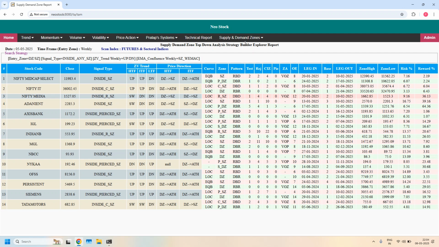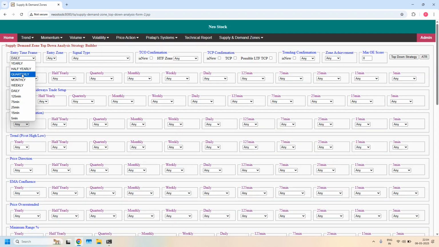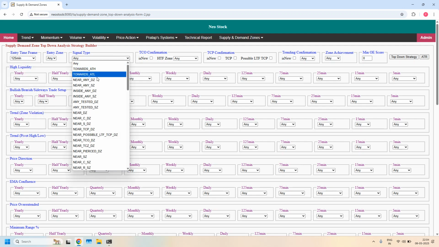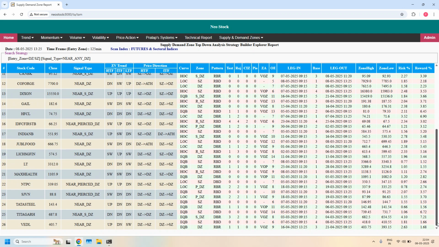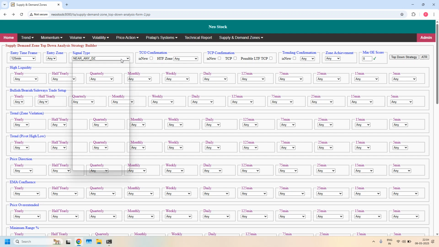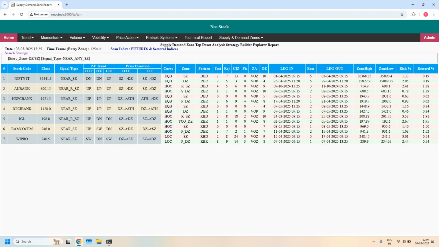Daily we already generated. Next, 125 minutes time frame. Stocks near to the 125 minutes demand zone. First 15 stocks in the list. Scrolling the list down. Total 26 stocks are filtered. Next, stocks near to the 125 minutes supply zone. We got 7 stocks.